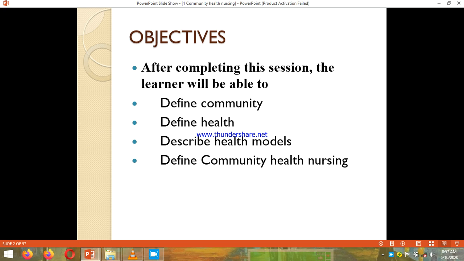Today's session covers chapter 1, which is the introduction part. At the end of this chapter the student is expected to define what is community and define health. They are also expected to describe different health models, and finally to define community health nursing. So at the end of this chapter they should be familiar with these four core concepts.